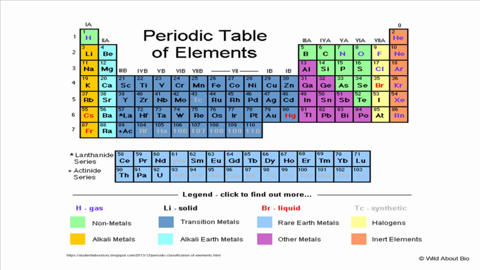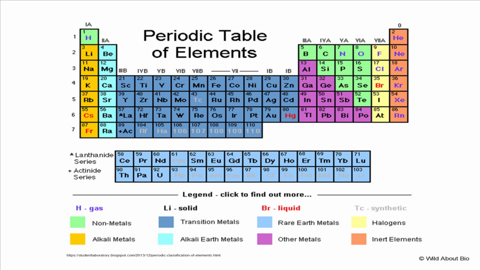Now let's take a quick look at the periodic table. This chart organizes all known elements based on their atomic number. That's the number of protons in the nucleus. It might look intimidating, but it's actually a super helpful tool. Elements in the same column or group have similar chemical properties because they have the same number of valence electrons. That's why sodium, Na, and potassium, K, react in similar ways. Both are in group 1.